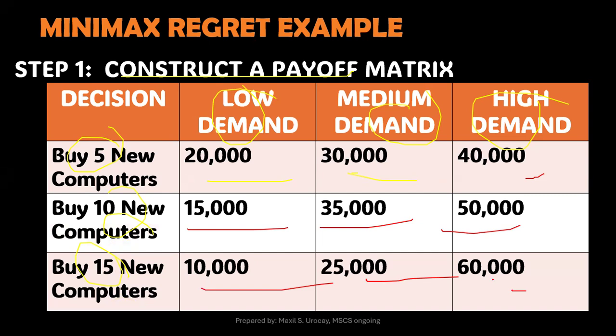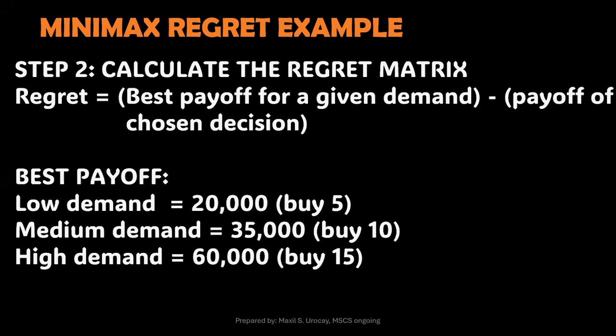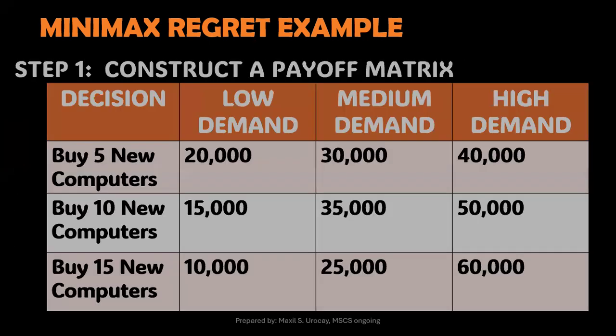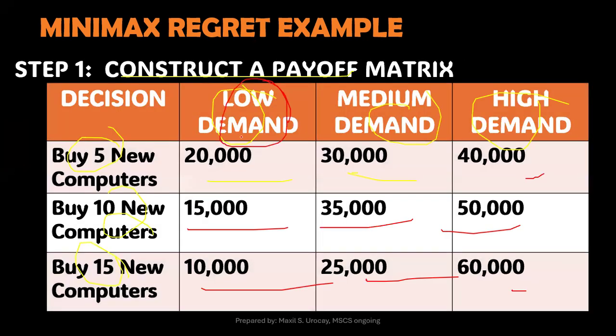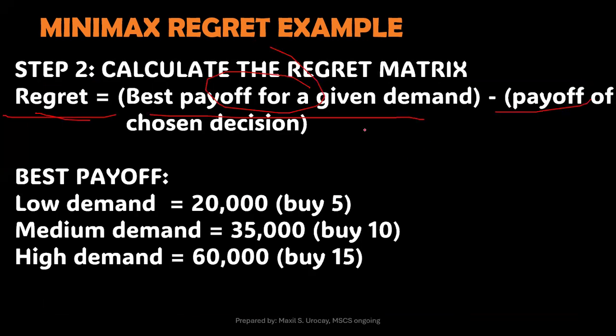After that, we have to calculate the regret matrix. But before calculating the regret matrix, since the regret is equal to the best payoff for a given demand minus the payoff of the chosen decision, we need to check the best payoff for a given demand first. So for the low demand, you have to compare everything. What is the best alternative right there? The best payoff for a given demand.